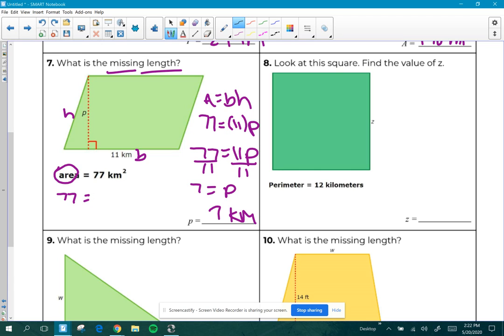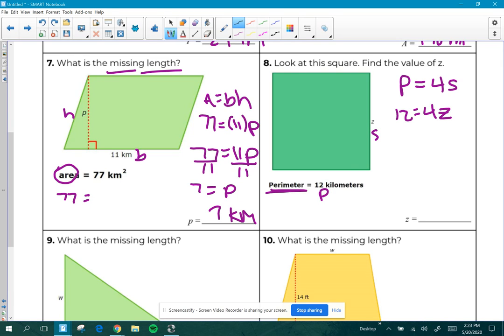Number 8 says, look at this square, find the value of Z. So now they're saying it's the perimeter. And I know the perimeter of a square is found by multiplying 4 to whatever the value of the side is. So they tell me the perimeter is 12. So I can plug that in. And then I don't know what this side is. They tell me that the side is equal to z.